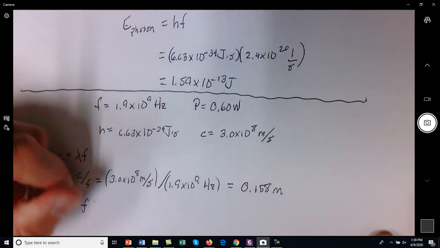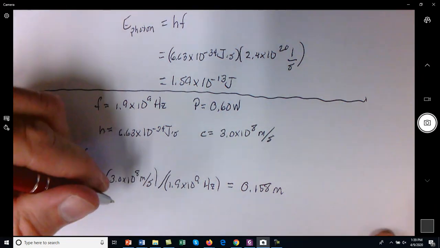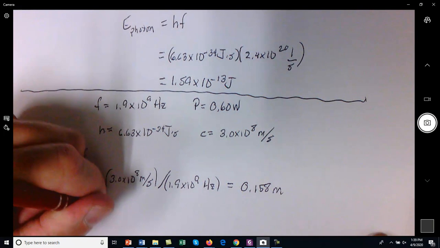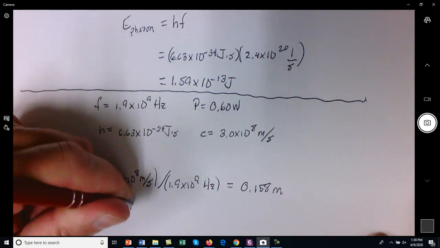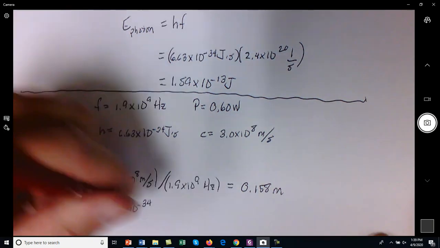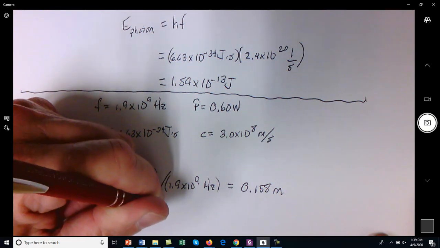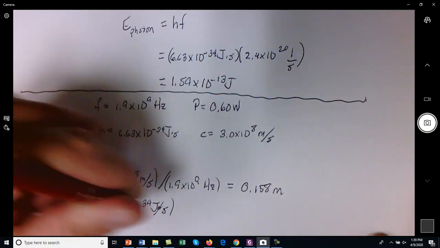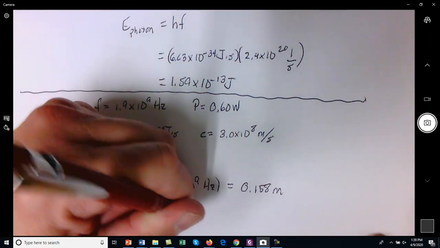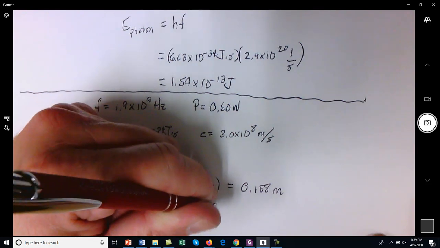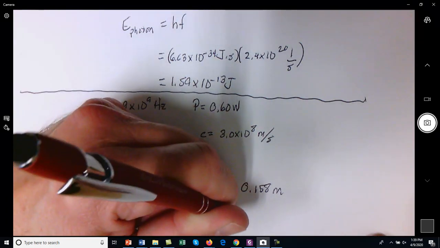Now, if we want to know the energy of the photon, that's just equal to our frequency times Planck's constant. So that would be 6.63 times 10 to the negative 34th joule seconds. Joule second, not joule per second. Times 1.9 times 10 to the 9th hertz, which is reciprocal seconds.